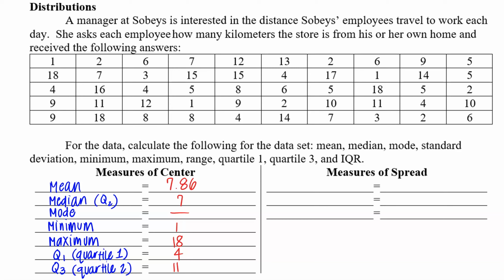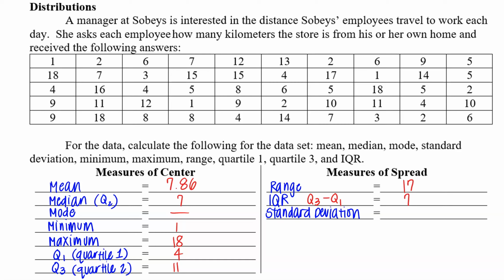The 3 measures of spread that we have learned about include range, IQR, and standard deviation. Range is the maximum minus the minimum. IQR can be found by taking quartile 3 minus quartile 1. So 11 minus 4 is equal to 7.